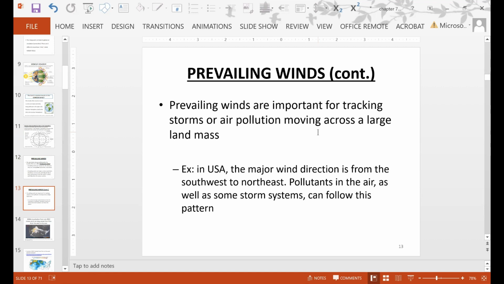Prevailing winds are also important for storm tracking and for air pollution. For example, in the United States, the major wind direction is from southwest to northeast. So those are, again, those are our westerly winds. And pollution in the air, as well as storm systems, follow this pattern.